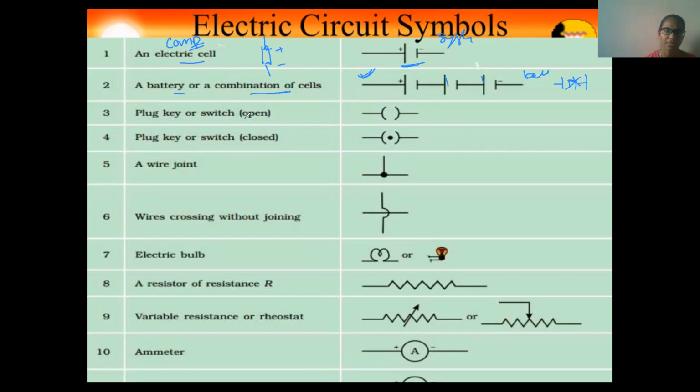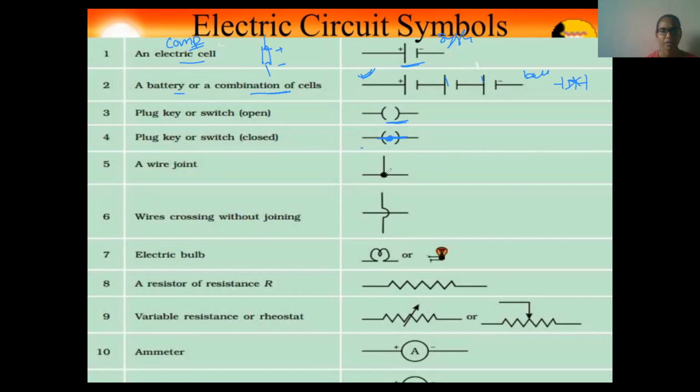And the plug key acts like a switch. This is a plug key. The plug key is open now because there is no connection here. When you put the key in, the plug key is on, and one dot is shown here. That shows there is a connection between this wire and this wire.